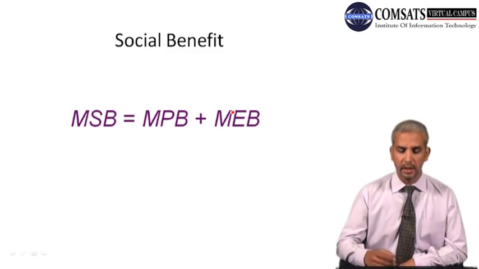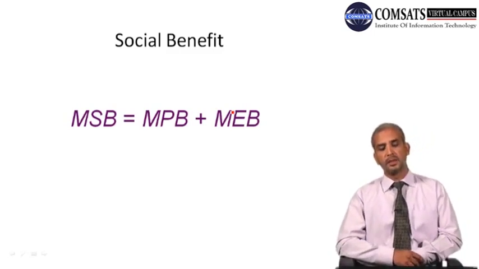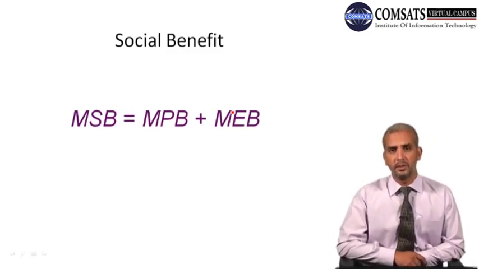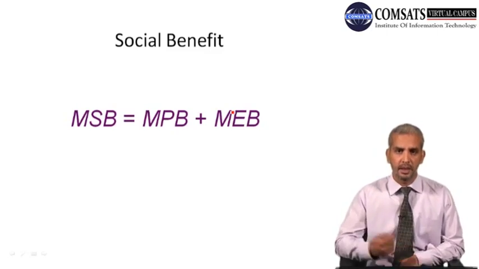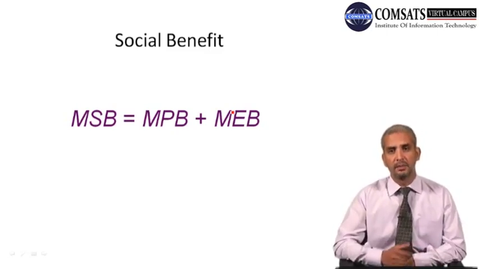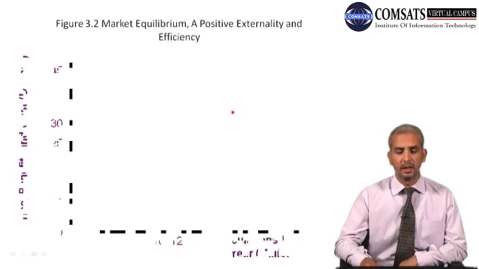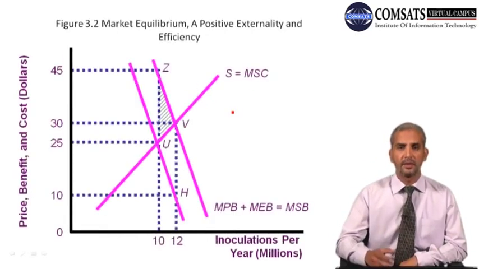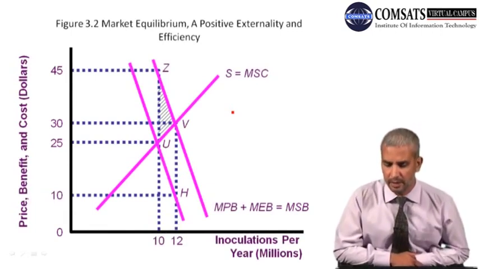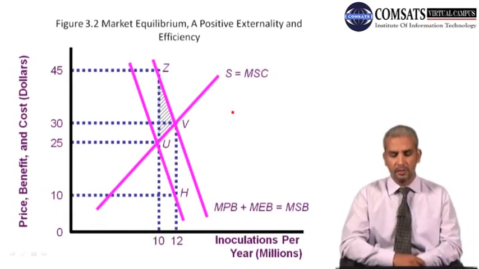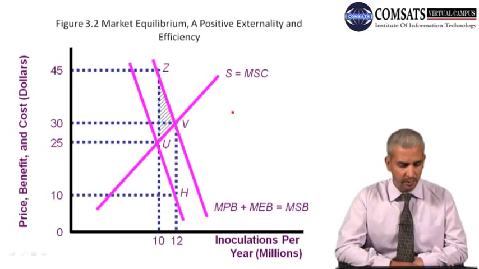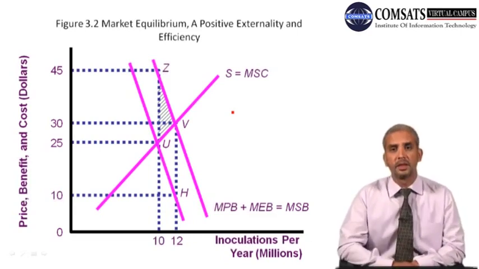Now, in terms of marginal social benefit, the marginal social benefit would be equal to marginal private benefit, that is my benefit, plus the marginal external benefit, that is, for example, might be your benefit. Now, in terms of a graphical analysis, I propose that we look at this example in terms of vaccination.